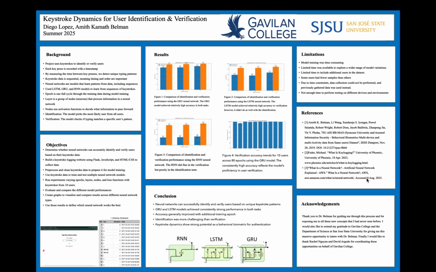Just a reminder of some of the terms that we went over. An epoch is one full cycle through the training data. A layer is a group of nodes. A node takes in input, does a calculation, and passes the result to the next layer. And an activation function helps decide which information moves forward.